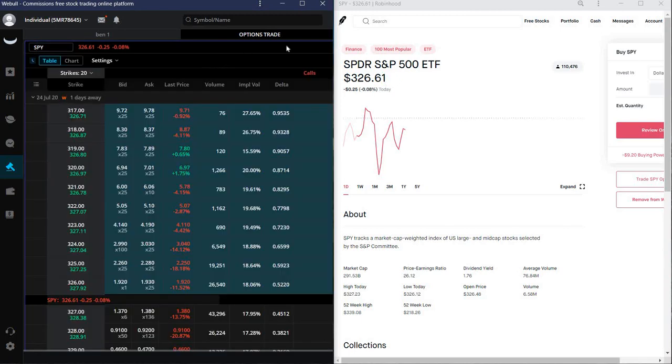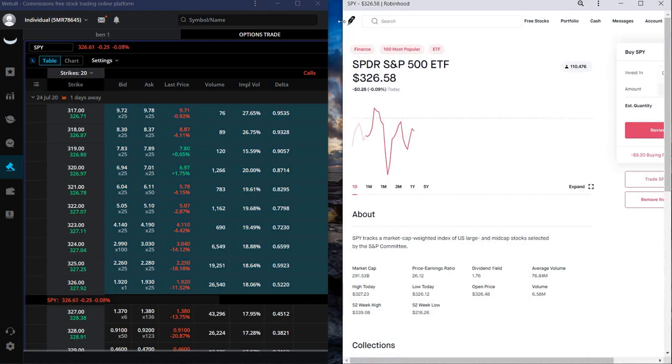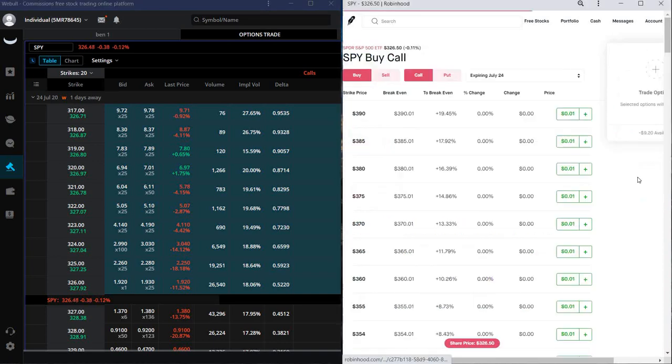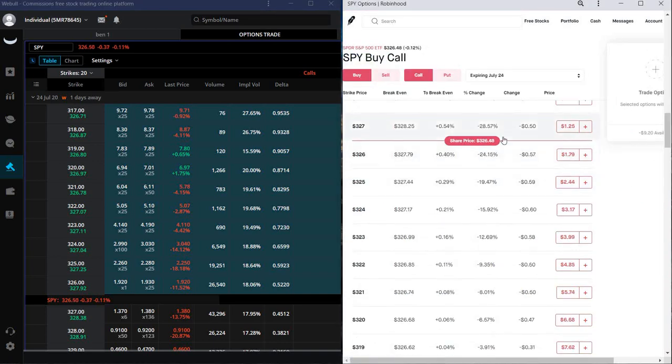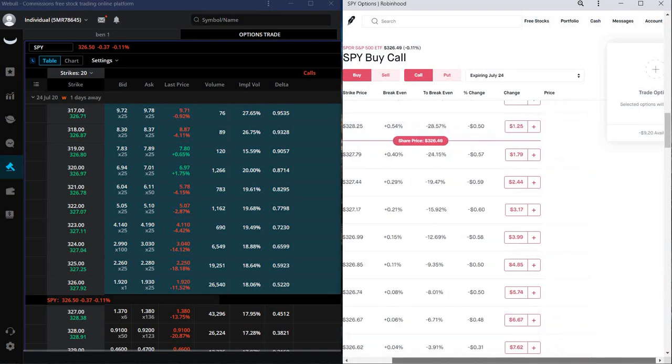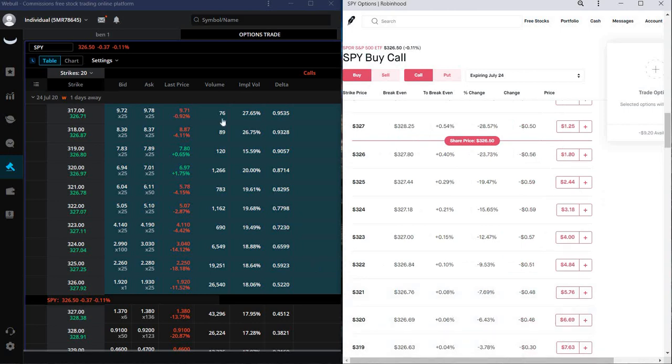I do want to get into options. I really don't know much about it, so I am in the process of learning more about it. But it is a lot easier to understand on the Robinhood platform. As you can see, here's the options chain for the S&P 500 for WEBULL, and then here's the options chain for the S&P 500 for Robinhood.